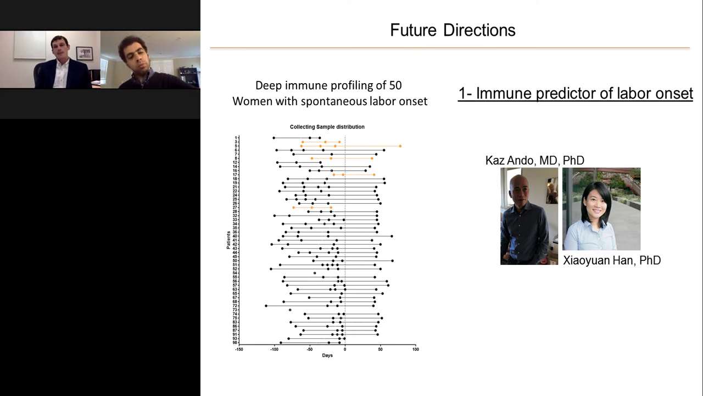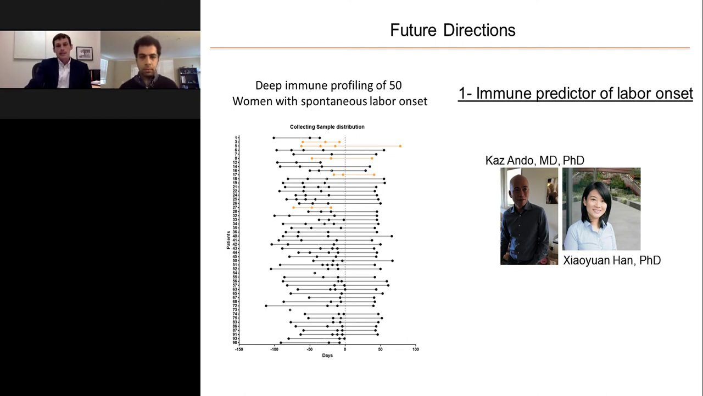Obviously, the next question that's very important clinically is to determine whether we can predict the onset of labor or identify this immunological switch that may be associated with the transition from a non-laboring woman to a laboring woman in parturition. So we couldn't do this with a previous data set because although all these women delivered at term, some of them had C-section, some of them were induced, and so it wasn't a spontaneous onset of labor data set.